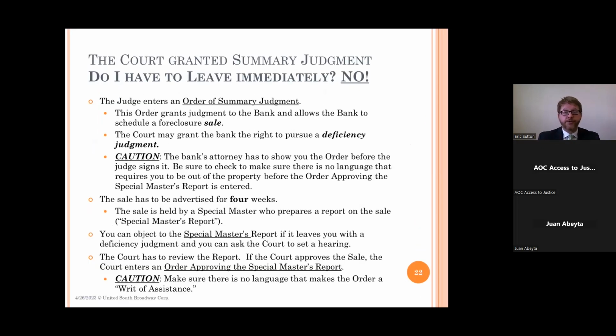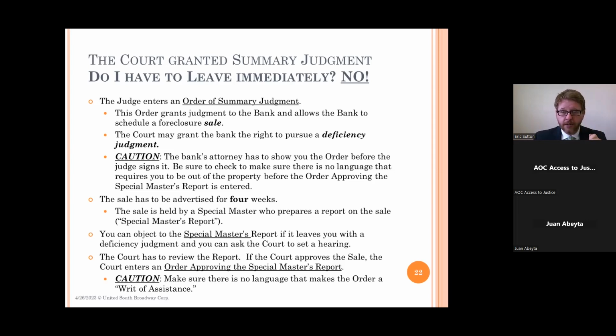Unfortunately, lots of times the judges will enter an order of summary judgment. Again, that's because they are required to enforce the contract, and that's what the contract says has to happen. In the order of summary judgment, that doesn't mean that the borrower has to leave the property right away. In fact, it definitely does not mean that. It says that the bank wins the case, and then they can go to sell the house. It also may include the rights to pursue a deficiency judgment, as we talked about before.